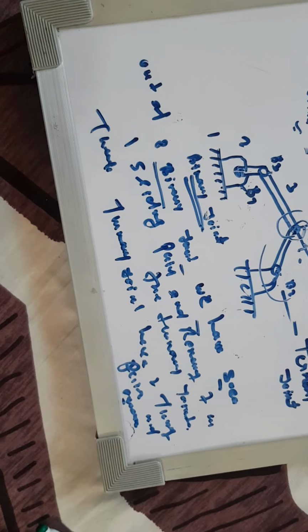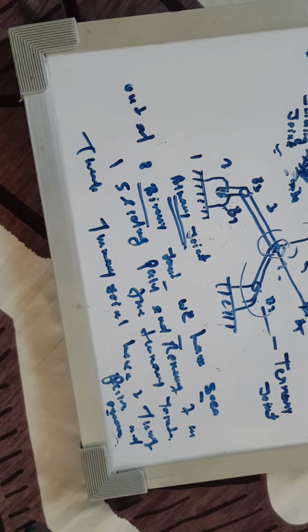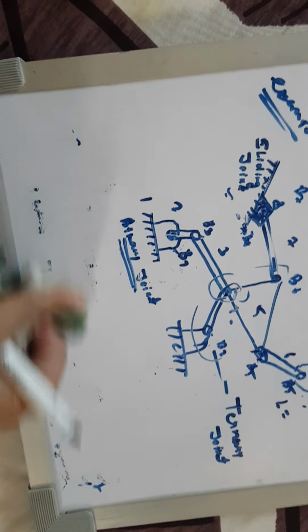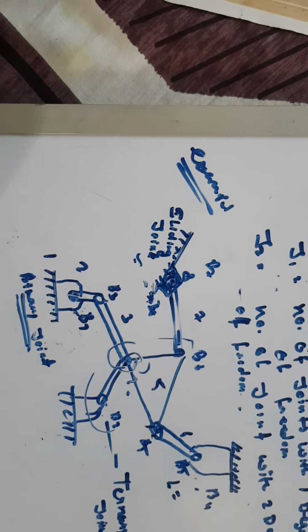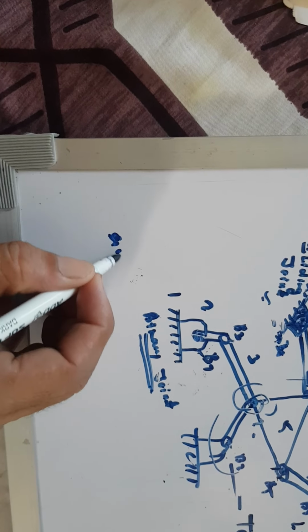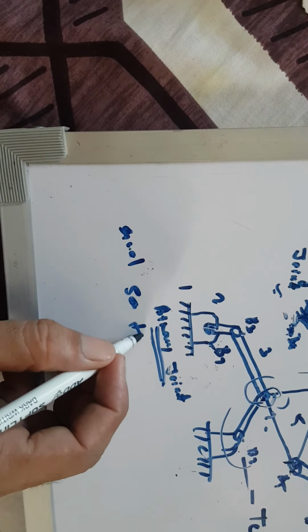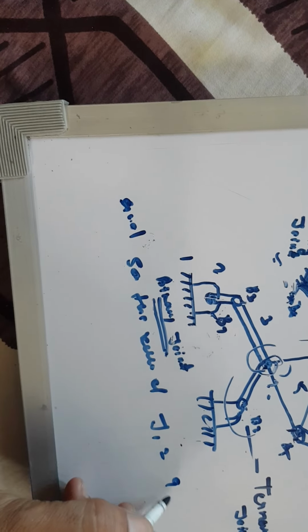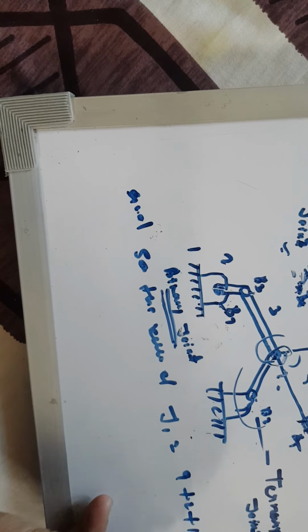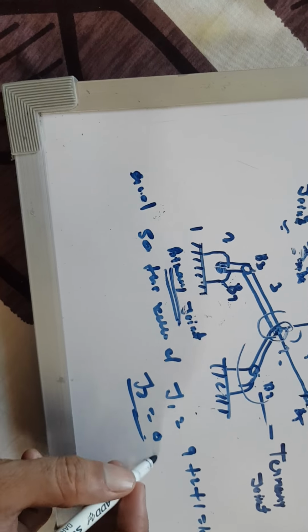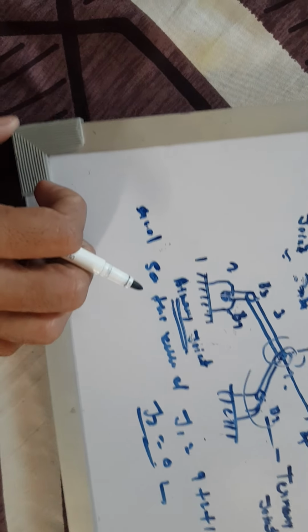So the value of J1 is equal to 9 plus 2 from the ternary joint plus 1 sliding pair, that is 10, and joints with 2 degrees of freedom are not there, so J2 is 0. And now we are calculating the degree of freedom.